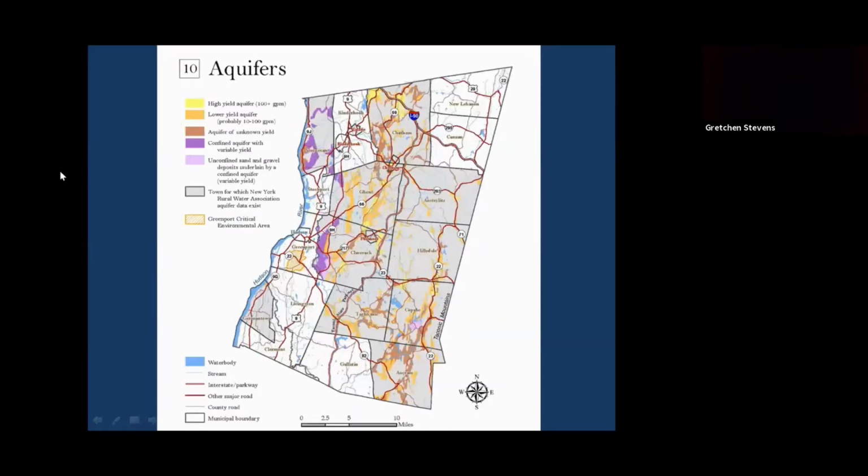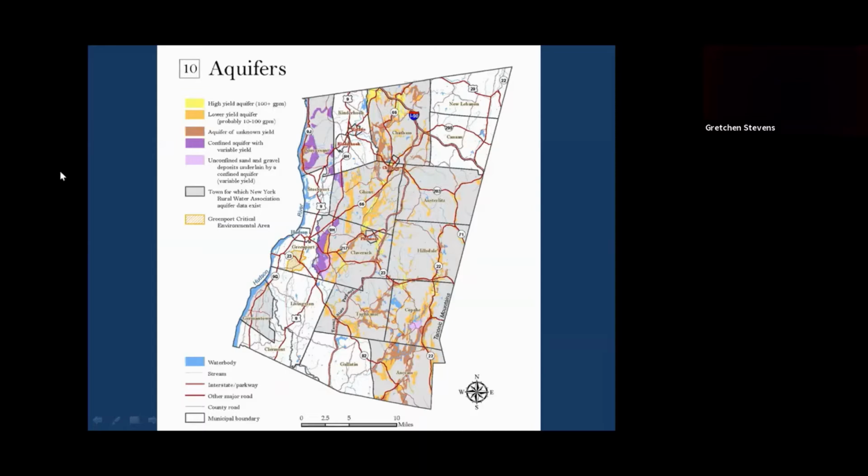This map shows the unconsolidated aquifers in the 10 towns, the gray shaded towns, where the New York Rural Water Association has conducted town-specific groundwater studies. The aquifer areas are places where large volumes of easily accessible groundwater are held in sand and gravel deposits, and where groundwater is readily recharged from precipitation and snowmelt through the coarse material, but also where the groundwater is most vulnerable to contamination from our activities on the surface.